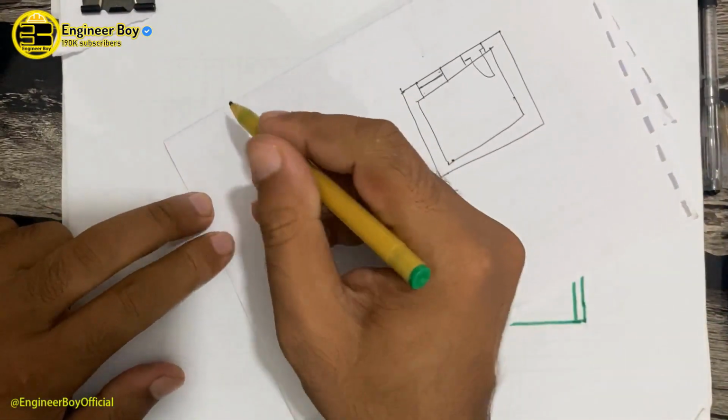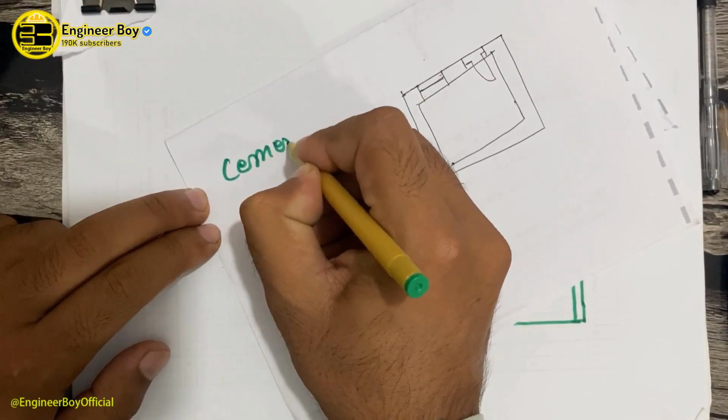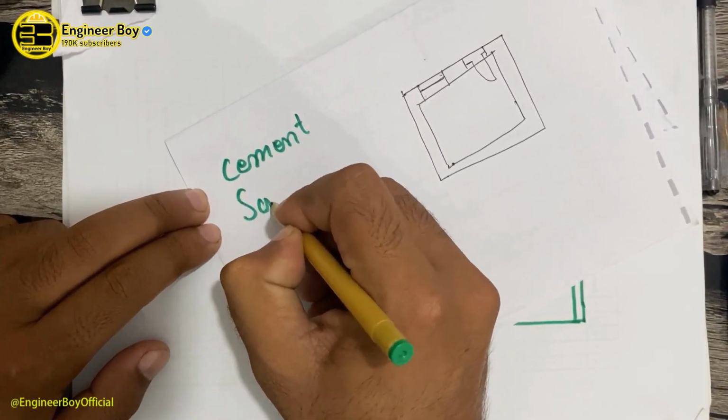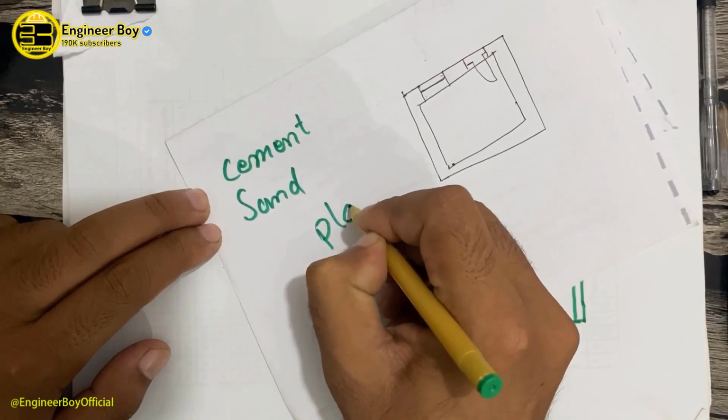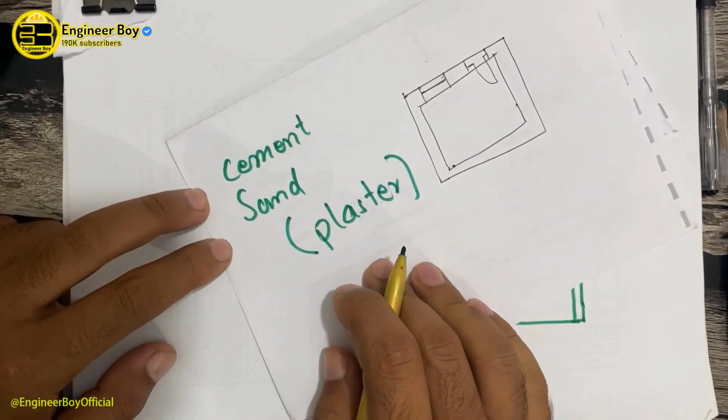Alright, so I have just made a post on Facebook which is getting viral, and that's about the quantity of cement and then the quantity of sand in the plaster work. That video is related to quantity surveying, and that's getting viral.